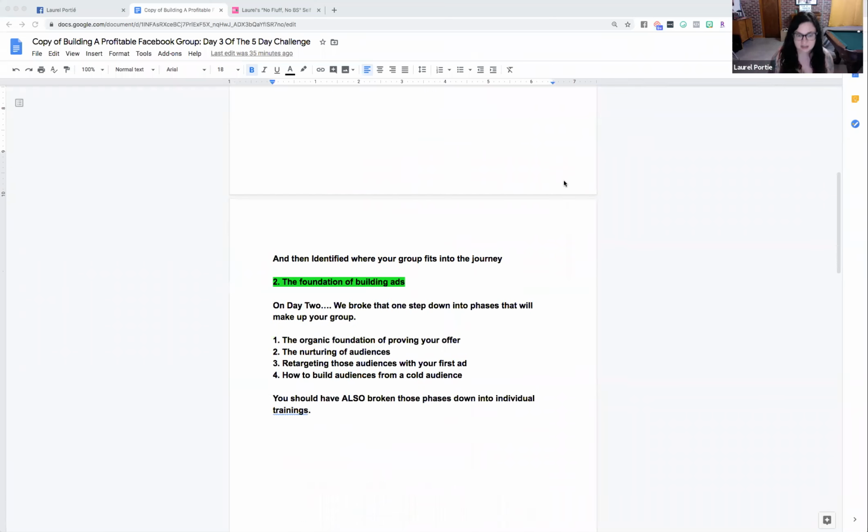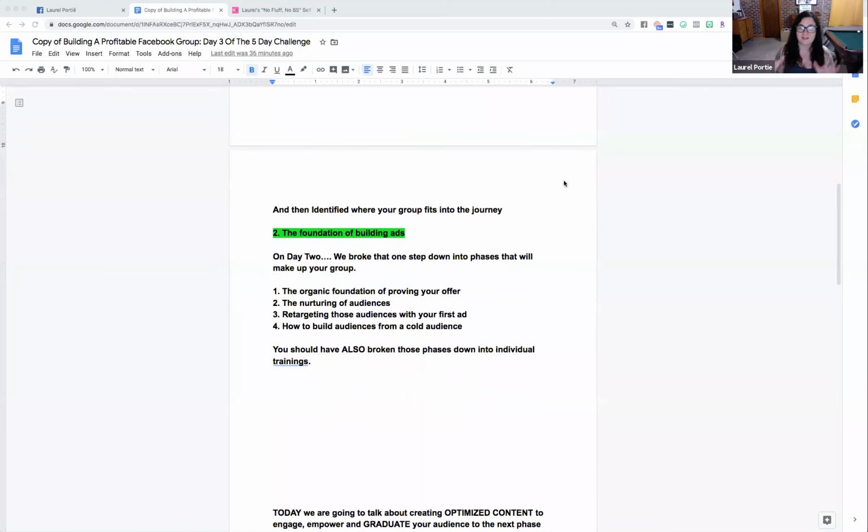And then you have to identify where that group is going to fit into that journey. So my group does not fit into step one of their journey. Some of you guys, your group might fit into that awareness phase, but mine just so happens to fit in step two, which is the foundation of building ads, okay? So that's what we covered on day one.